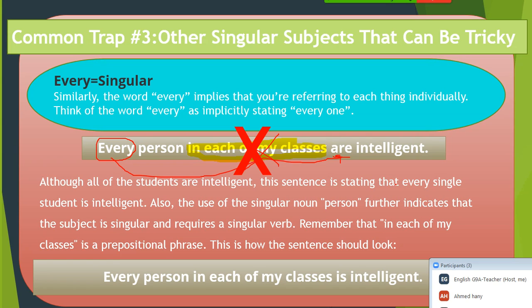Yani, if I'm speaking about my class, suppose it has Ahmed Hani, Ahmed Zaki, Ahmed Shuaib, Mahmoud, Mustafa, all these people, I'm saying that every one of them is intelligent. So I'm speaking about each one of them individually. Should I go on or should I explain more at this point? No, go on. So we have studied each and every. These are two subjects that can be tricky, and you might deal with them as if they are plural, but they are singular actually.